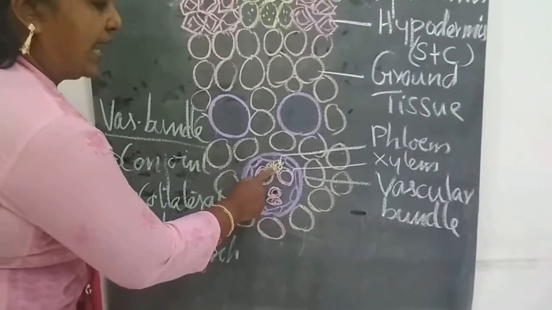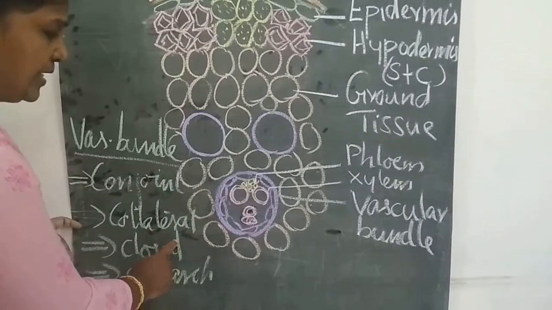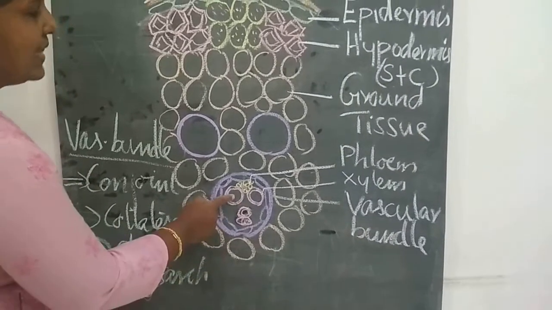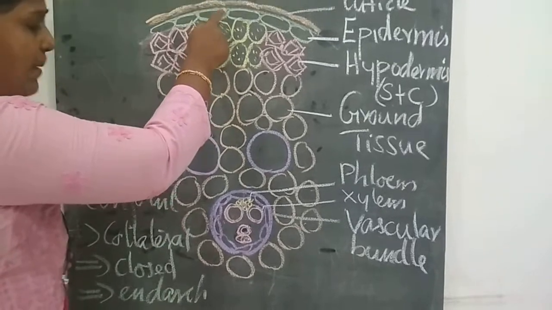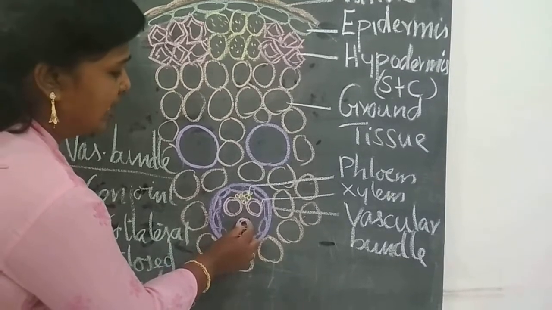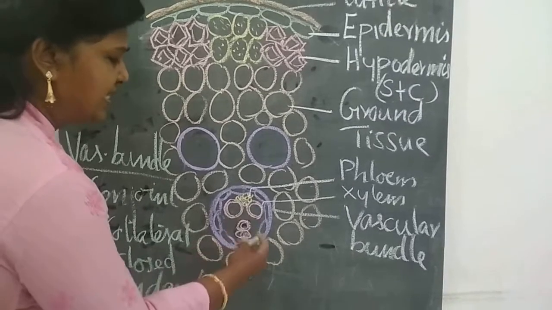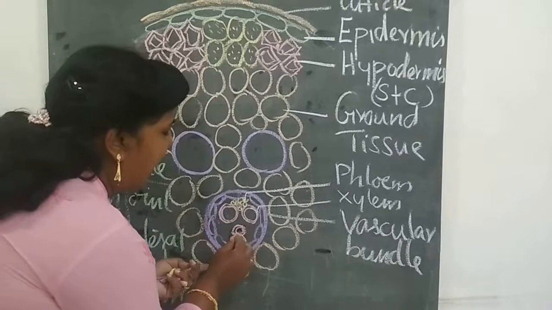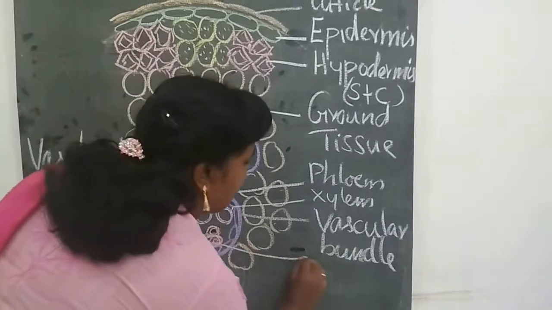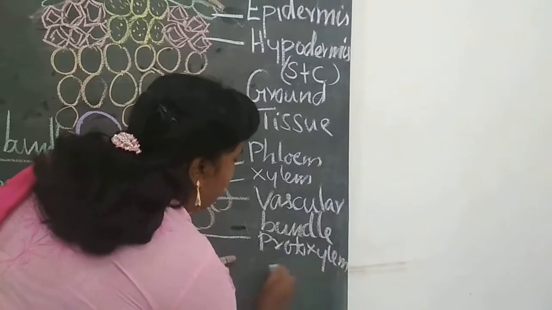Closed means there is no cambium in between xylem and phloem. When you are taking the xylem, it is said to be endarched, meaning the metaxylem faces towards the periphery and the protoxylem faces towards the center. In the mature vascular bundle, the last protoxylem disintegrates and forms a cavity called protoxylem lacuna.